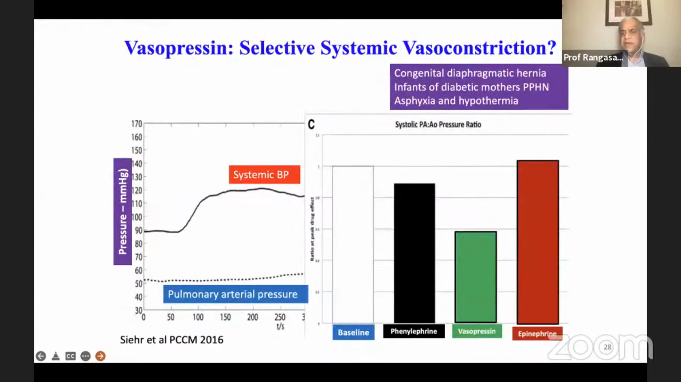What about vasopressin? Many of these with hypoxemic respiratory failure also have hypotension, systemic hypotension, either from LV dysfunction or vasodilatory shock. So you want to use a drug to get the blood pressure up without increasing the pulmonary pressure. Most of the inotropes we use will also increase the pulmonary artery pressure. So you want a selective systemic vasoconstrictor. Vasopressin seems to do that. Again, very little experience in using vasopressin in hypoxemic respiratory failure and PPHN.